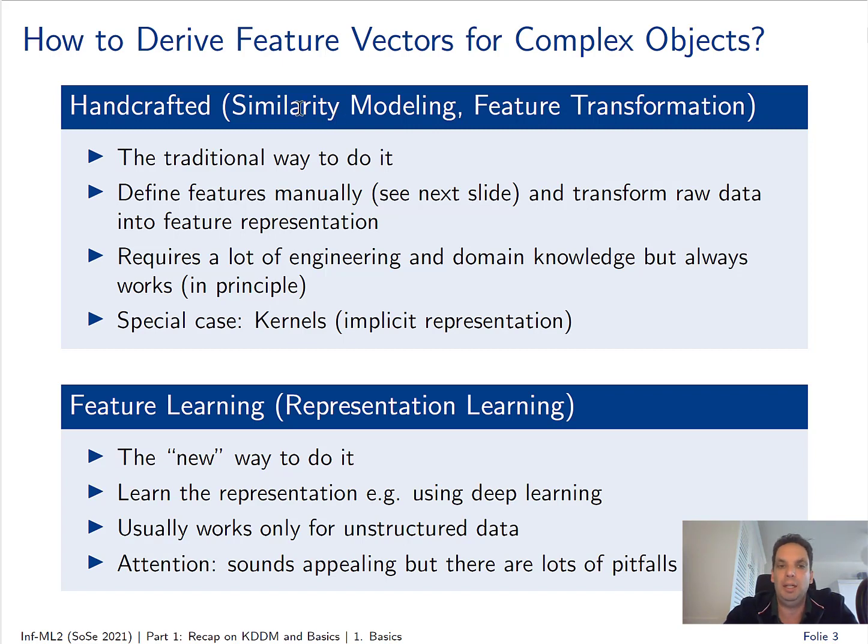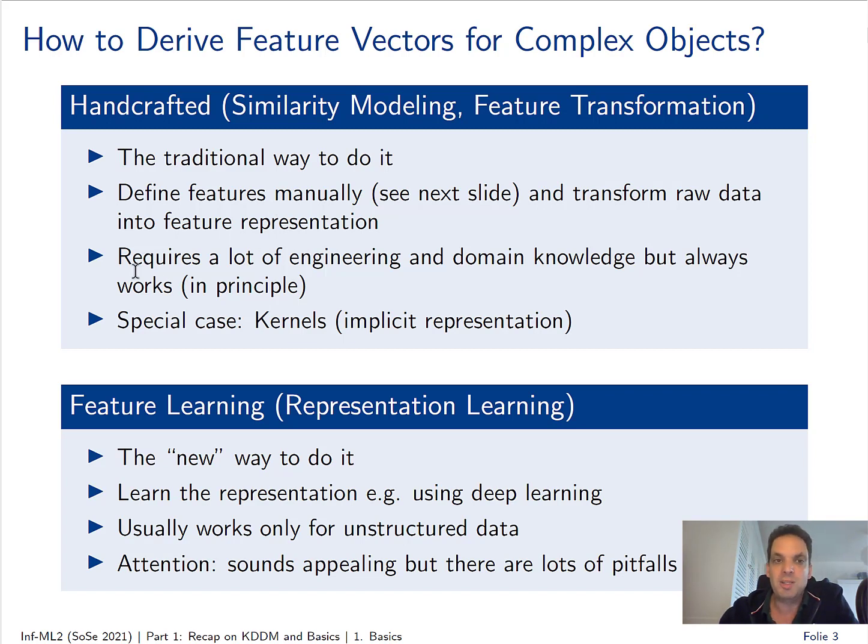So we also have terms like similarity modeling or similarity models, feature transformations. People use these terms to denote that the features are somehow handcrafted. As I said before, it is the traditional way to do it, and for a long time it always works somehow. The procedure is as follows: we define features manually. We'll see some examples on the next slide, and then transform the raw data into these manually defined features. So we extract features from the complex data.